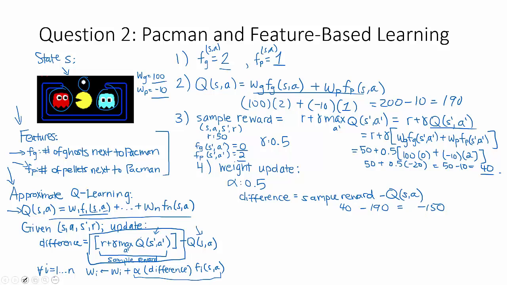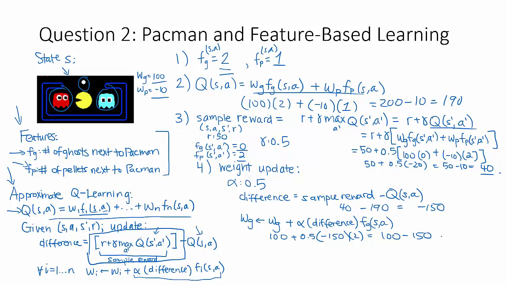Now that we completed the difference term, we can get to the weight update equation. We have two weights, so we need to consider both of them. Let's start with the ghost weight first. So the ghost weight, let's set that equal to the current ghost weight plus alpha times the difference times the feature value for the ghost of the state action pair. The original weight for the ghost is 100. Our alpha value is 0.5. The difference that we just calculated is minus 150. And the feature value of the ghost for the state action pair, that's what we calculated in part 1. So that value is 2, shown here. Multiply this by 2. Simplifying this, we have 100 minus 150, that's equal to negative 50.